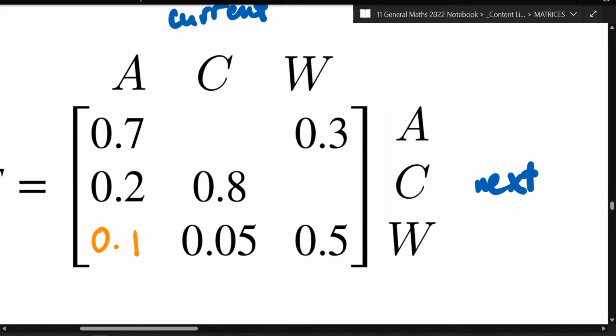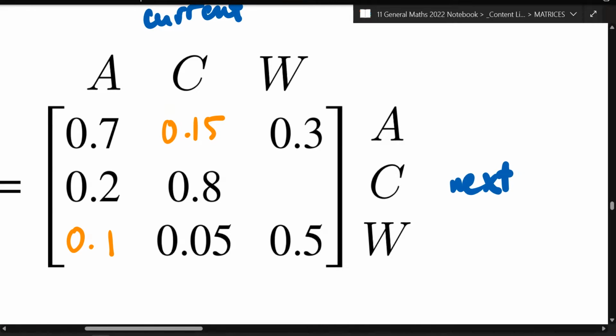C column, let's look at that. I've got 0.8 and 0.05, so that's already 0.85. What would the remainder be here? If you're at 85%, what's remaining? 0.15. Close. And the last column, W column, you're at 0.3 and 0.5, which gives you 0.8. So you've all got 20% remaining, so that should be 0.2.